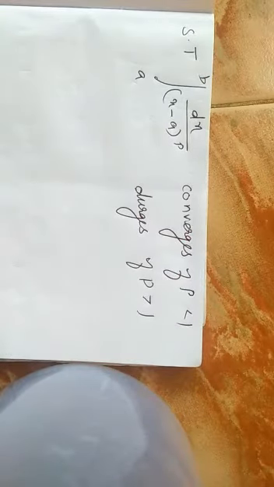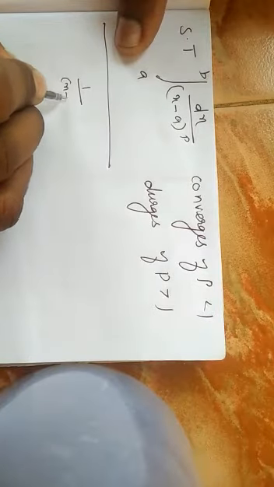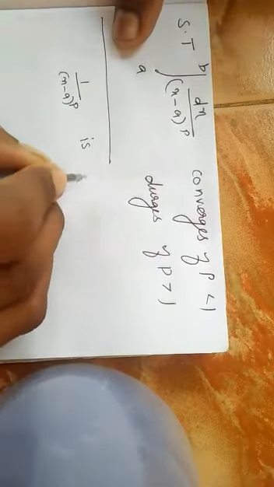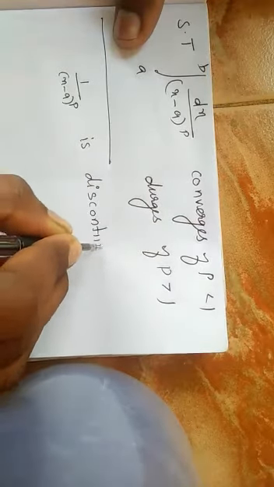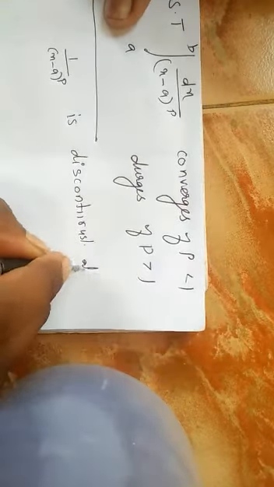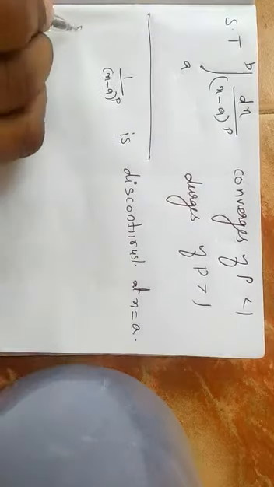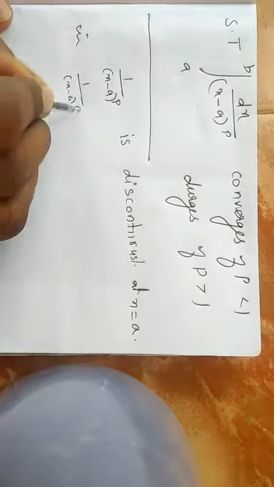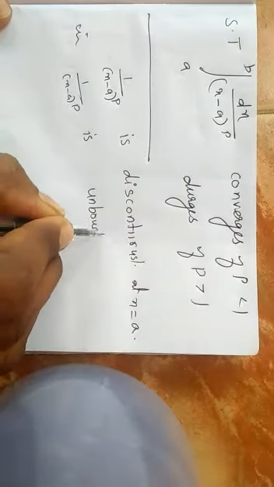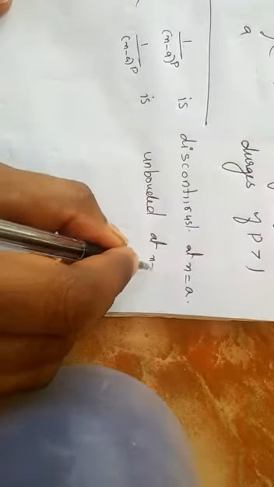Next problem is integral a to b dx by (x minus a) power p converges for p less than 1 and diverges for p greater than 1. Obviously here the integrand 1 by (x minus a) power p is discontinuous at x equal to a. That is, 1 by (x minus a) power p is unbounded at x equal to a.